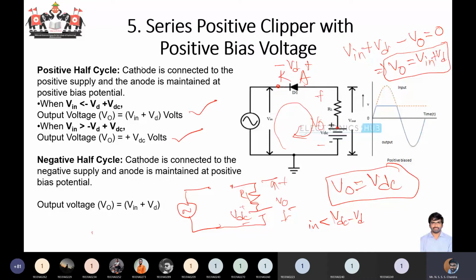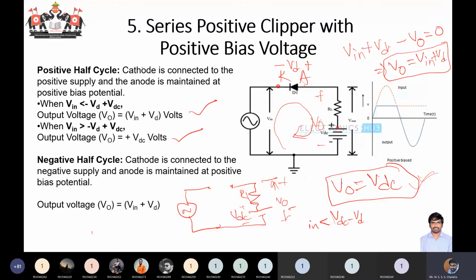So whenever your diode is conducting, you can forget about this half cycle kind of division. The only thing you need to remember is what happens when the diode is conducting and what happens when the diode is not conducting. When the diode is conducting, your V0 is equal to VIN plus VD, and when the diode is not conducting, V0 is equal to VDC. Those are the only two things you should remember.